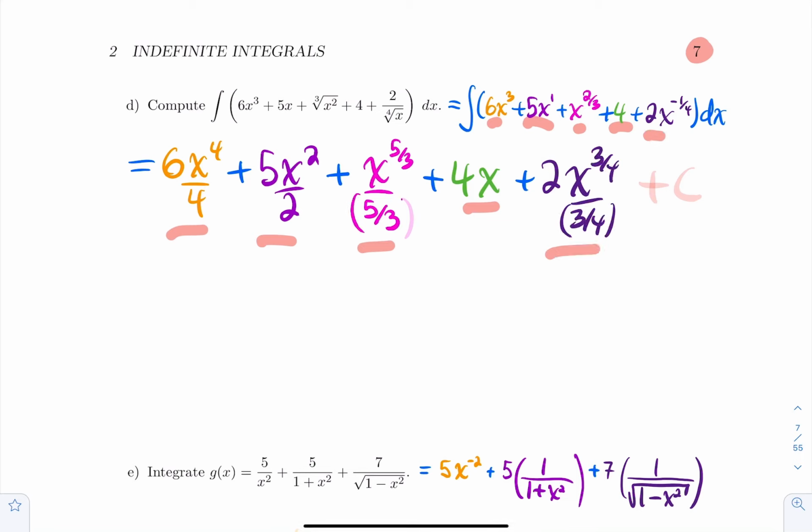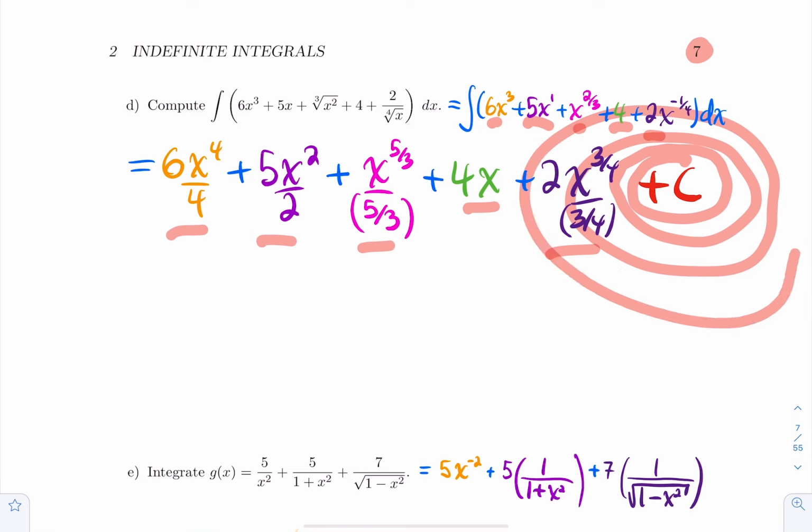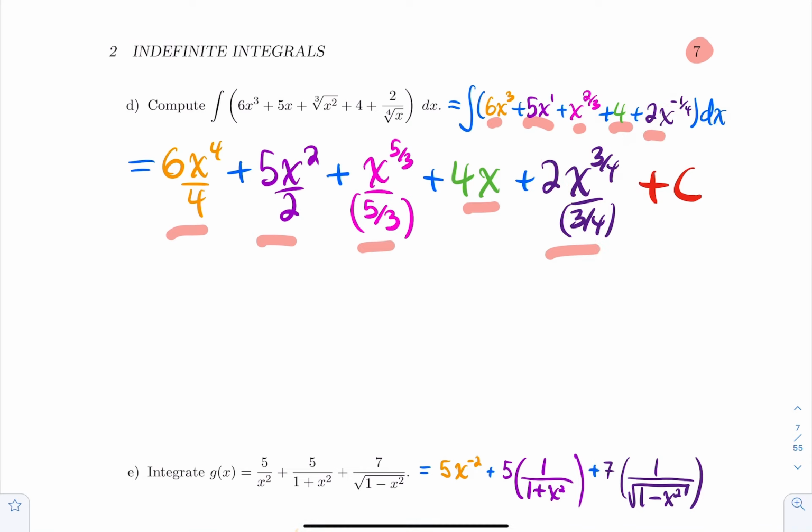And you can keep your fractions on there, I don't care, you don't need to simplify, and that's the answer. That's the full family for that function. So you just go term by term, you keep your coefficients, everything is gonna be all right.